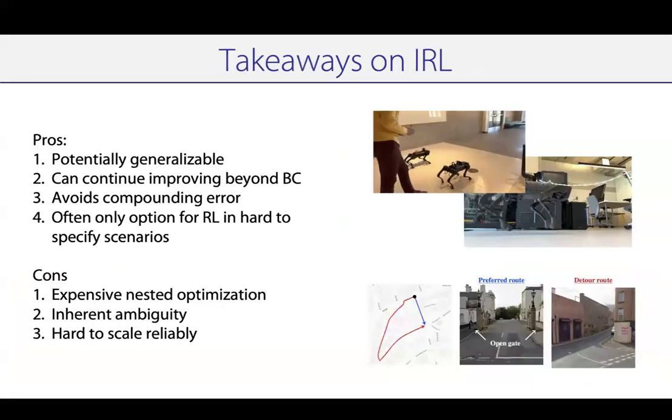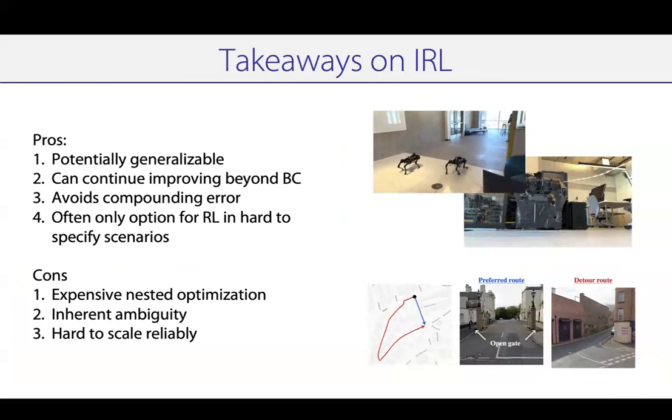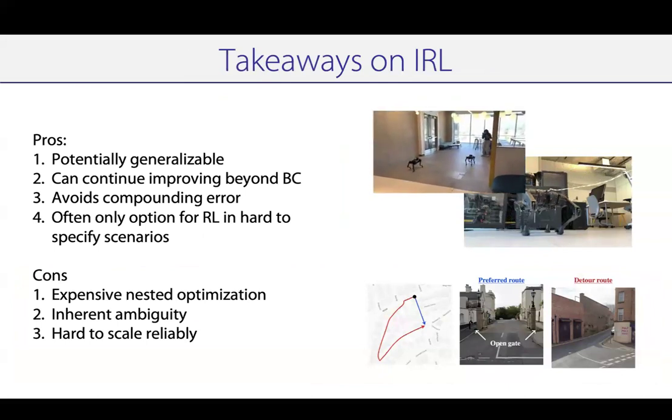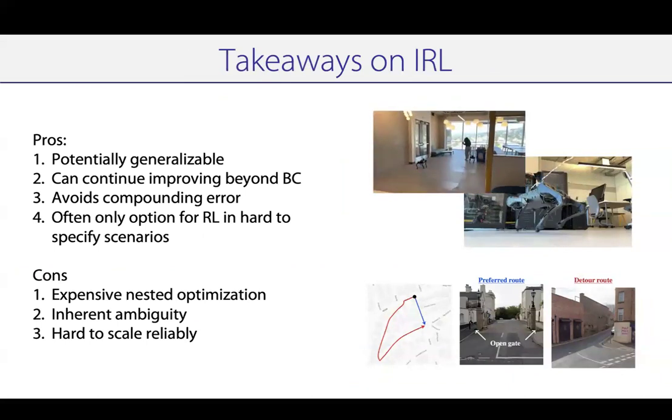Okay. So some takeaways on inverse RL. It gives you the potential for generalization, and potentially allows you to go beyond behavior cloning because your rewards are simpler than your policies. Because you're doing RL to re-optimize things, you don't have compounding error in the same way. And in certain scenarios, when it's hard to specify rewards by hand, it's easier to just demonstrate optimal behavior. Not always true, but sometimes.